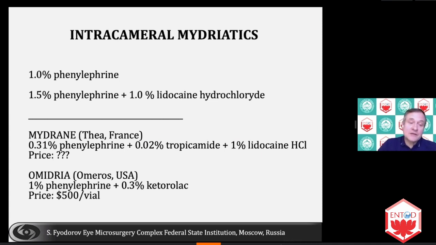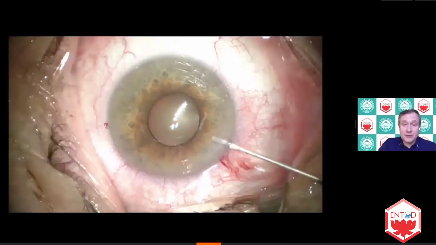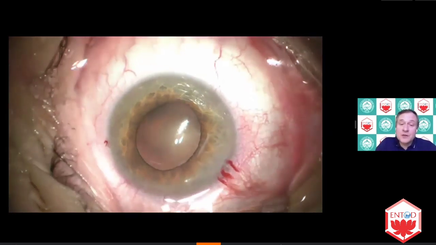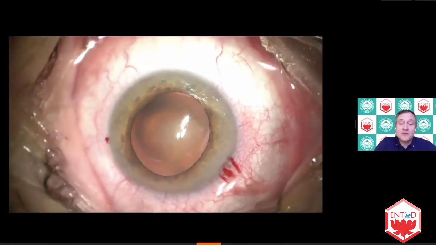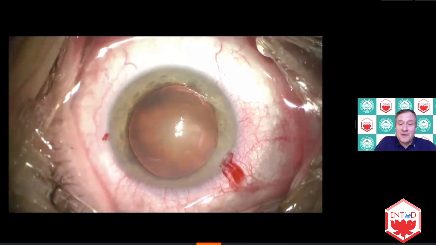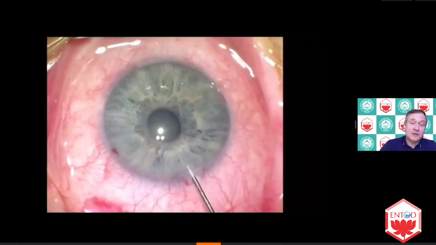And this is another type of medication, which is a combination of non-steroidal drugs and phenylephrine that can be added to the irrigation solution. And it actually does not help you very much to expand the pupil, but it helps you to contain the pupil size throughout the surgical procedure. So this is how the intracameral phenylephrine works, and we see very well how the pupil starts to expand immediately after injection of intracameral solution.